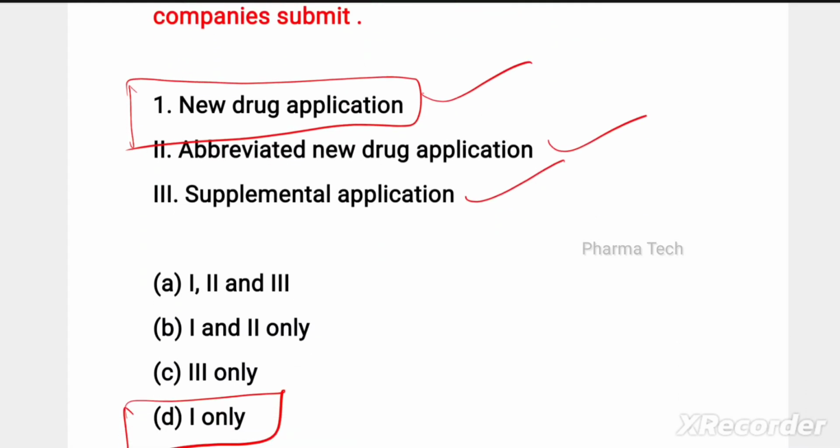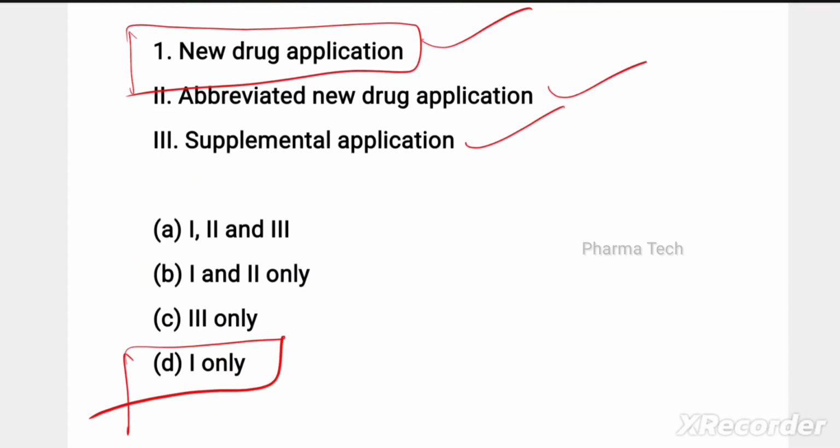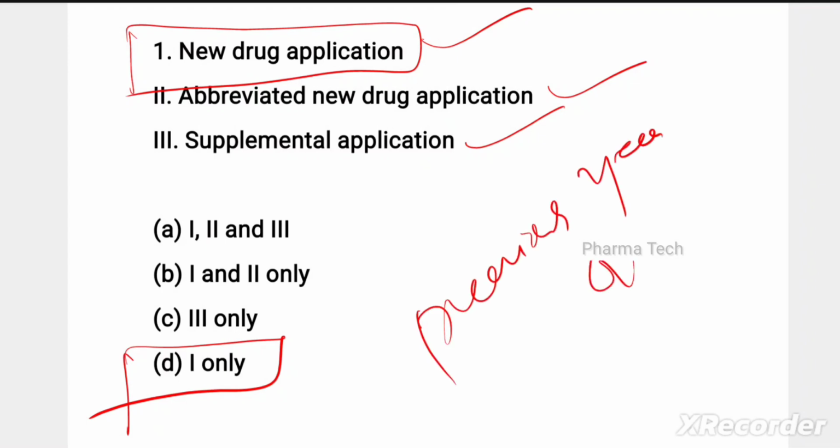These 25 questions are most important for all the government pharmacist examination. These questions are also previous year questions. Thank you.